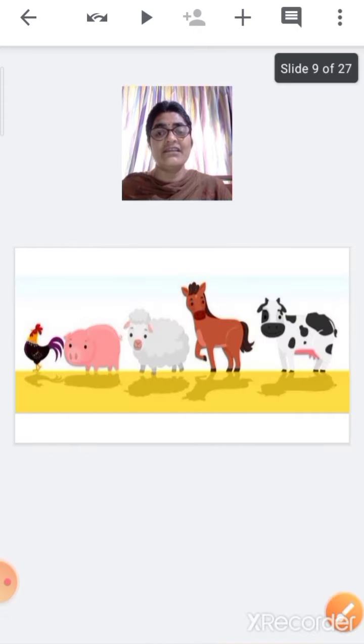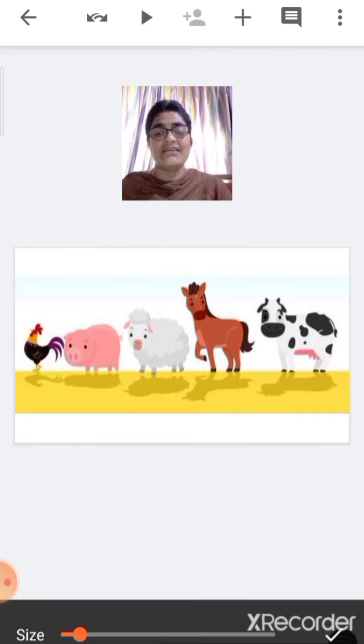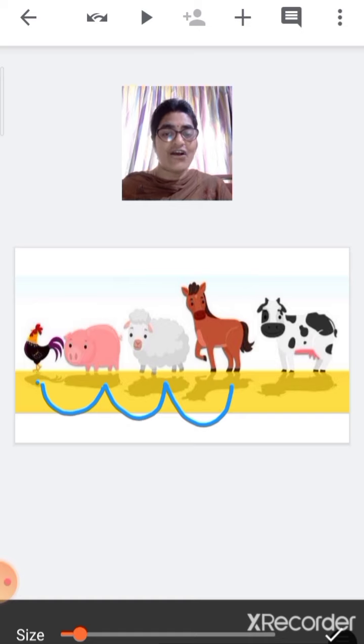Now, children, here you can see some farm animals. This is a cock. What is there after cock? After cock, there is a pig. After pig, there is a sheep. After sheep, there is a horse. And after horse, there is a cow.